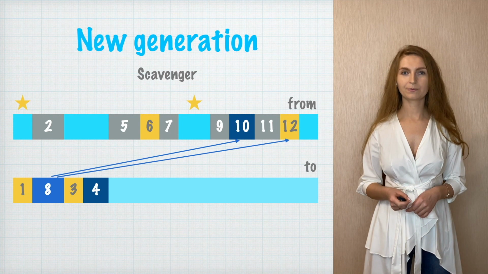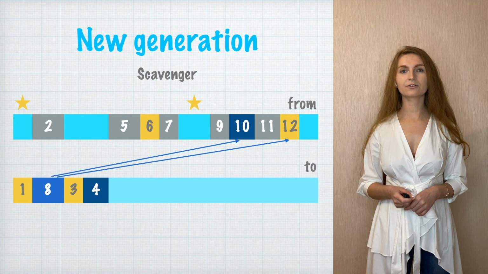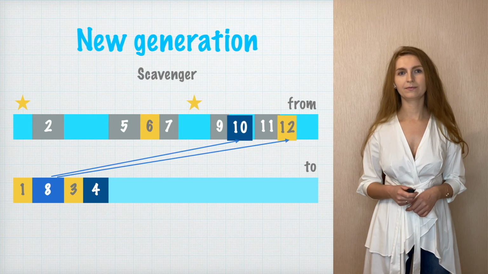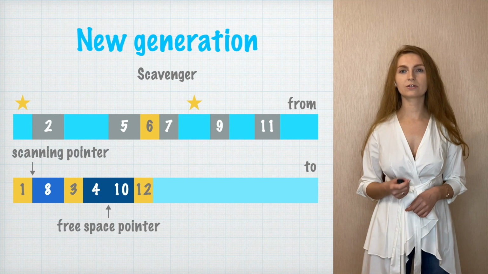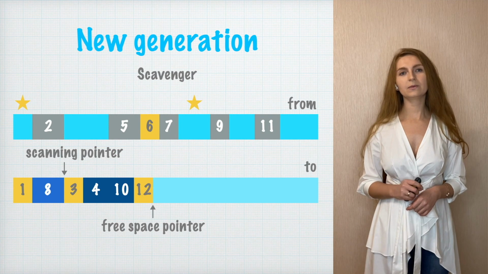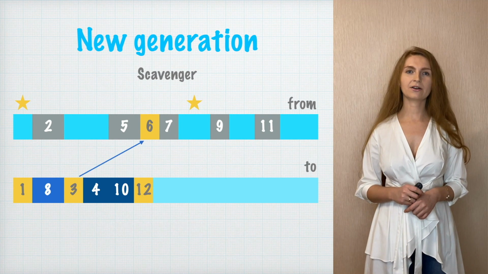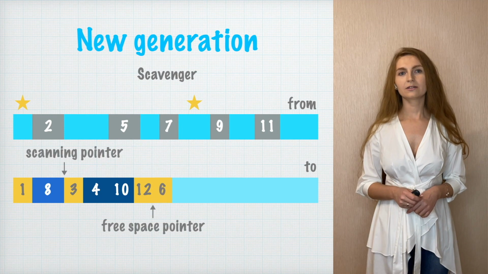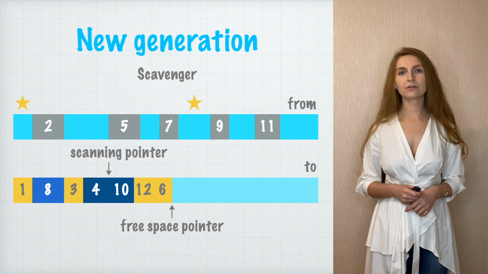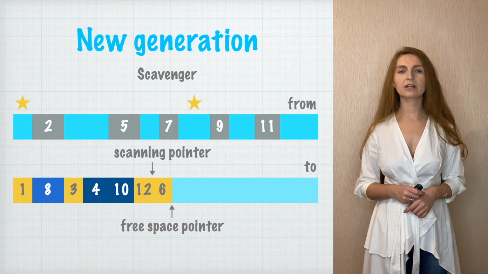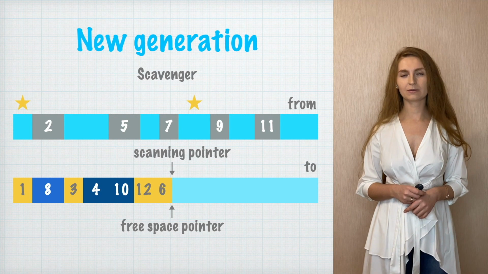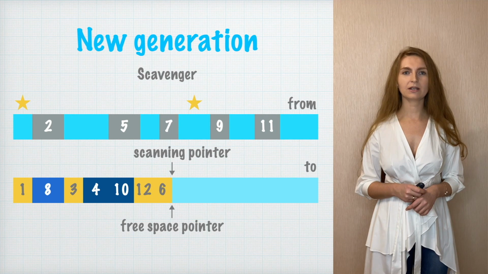The process repeats. The next item in the gray set is object number 8. It has references to objects 10 and 12, so they are now copied to the To semi-space, and pointers are updated. Next, we look at object number 3. It has a reference to object 6, so it again is copied to the To semi-space. Next movements of the scanning pointer do not produce any new references to scan. When the scanning pointer reaches the free space pointer, the gray set is empty and the algorithm ends.